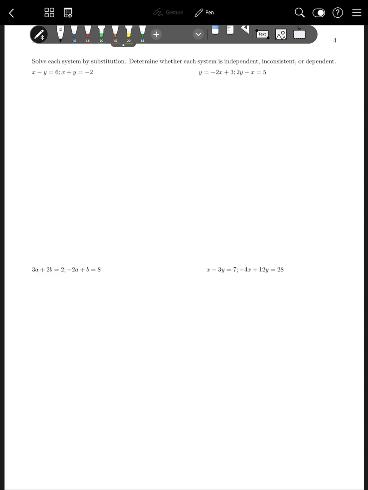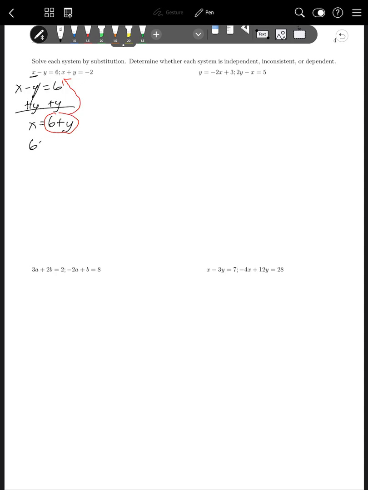Okay, so now that you've given these a try, let's run through them all together. So for the first one, you could solve really for any of these variables. I'm just going to solve for this x. So if you chose to solve for a different variable here, your work's going to look a little different, but you should end up with the same answer. So I get x equals 6 plus y. So now we can substitute that in for x in the other equation.